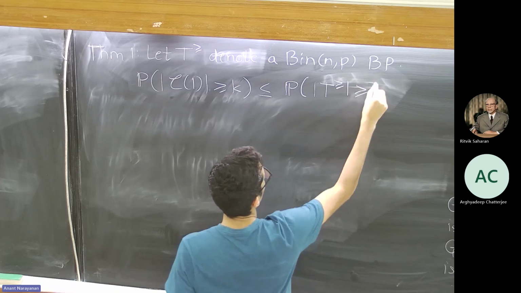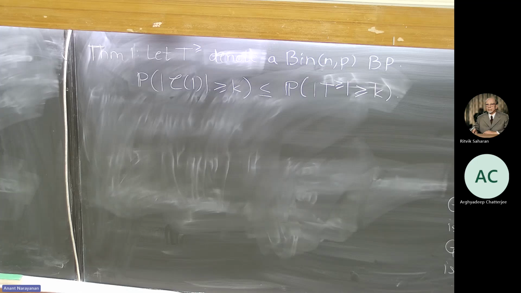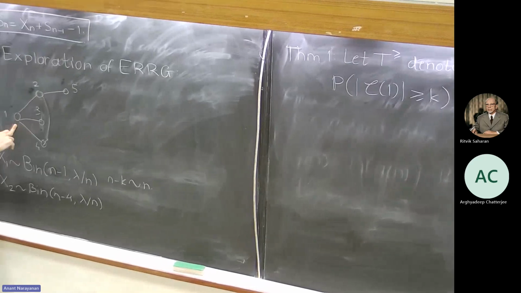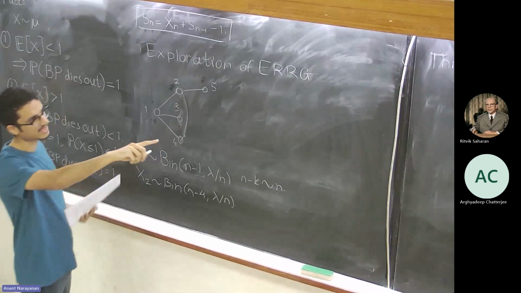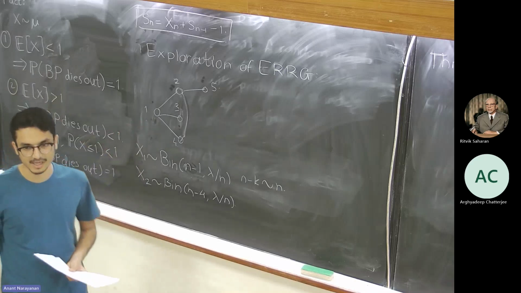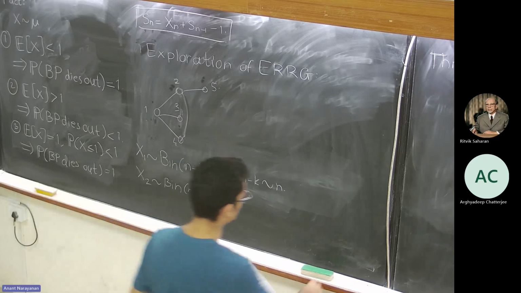Now why this? So I can couple these two. What I mean by couple is that I can start a common process. Let's say I declare 1 to be the root of the branching process and the vertex 1 in the Erdős–Rényi random graph. Then the distribution of offspring of 1 in the branching process is binomial n, p, and the distribution of neighbors in the Erdős–Rényi random graph is binomial n minus 1, lambda over n.